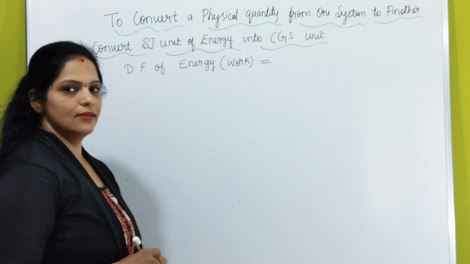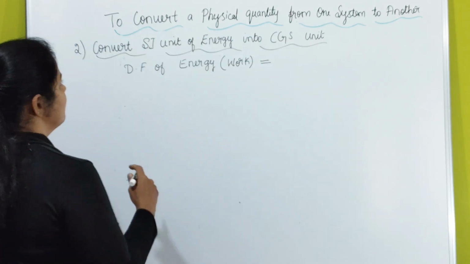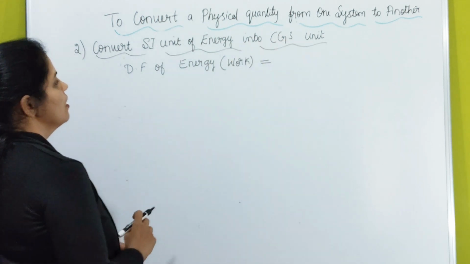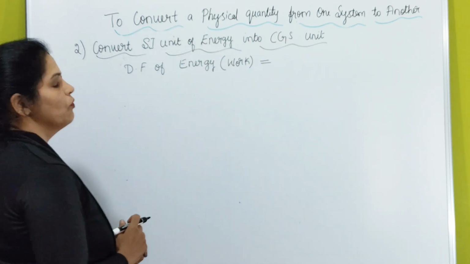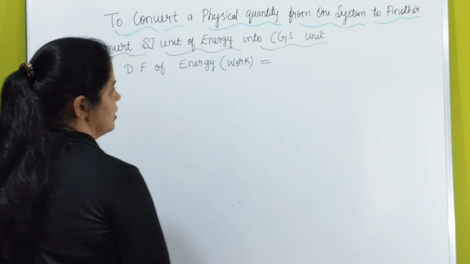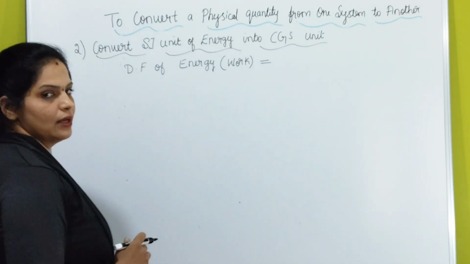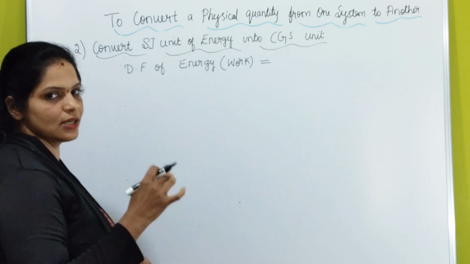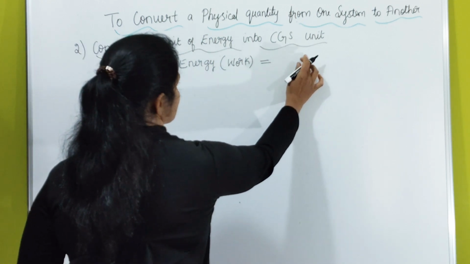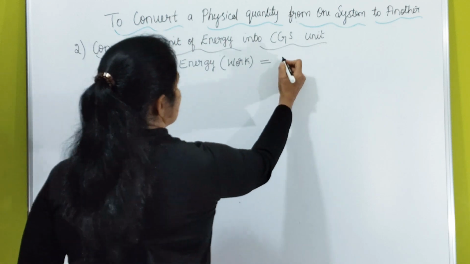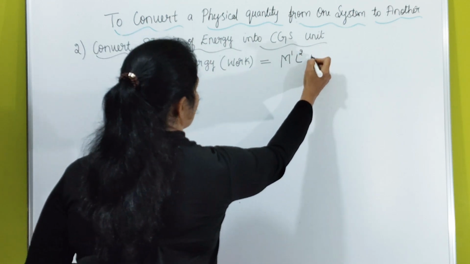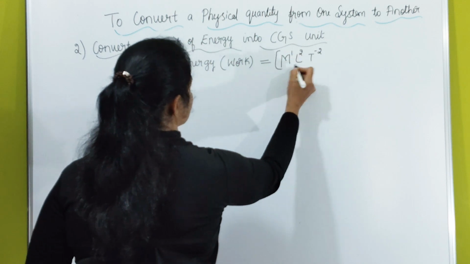Now let us consider the second question: convert the SI unit of energy into CGS unit. Energy and work are one and the same. What is the dimensional formula of energy? You have to remember the dimensional formulas of some physical quantities. Energy can be written as force into displacement, so together the dimensional formula is M1 L square T minus 2.